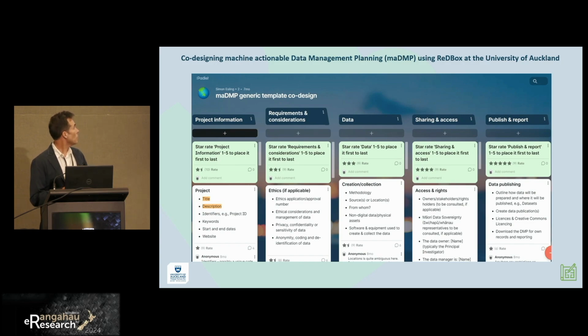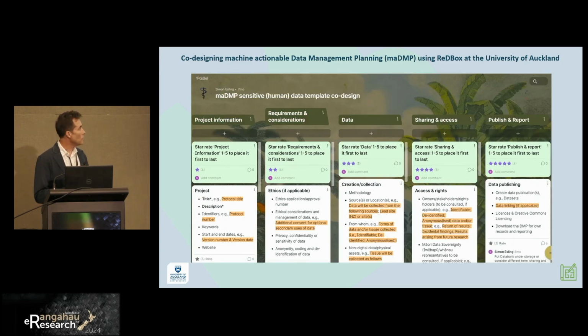The two highlighted ones there, title and description, are two examples of mandatory fields. So we tried not to have too many mandatory fields. And we moved things around and consolidated things, and basically in real time reformatted things according to responses from the researchers in these co-design sessions. And we actually had two of them for the generic template. Then we did it again.